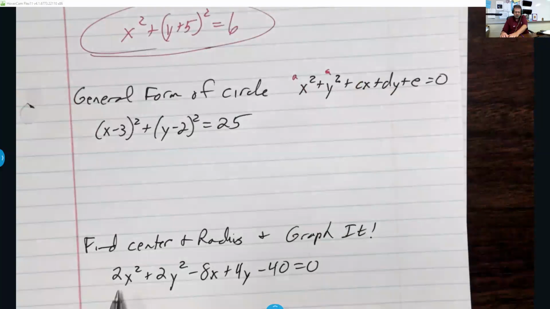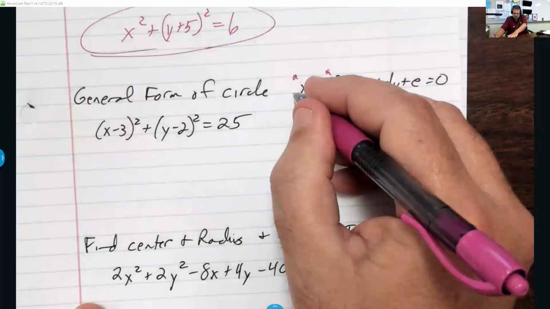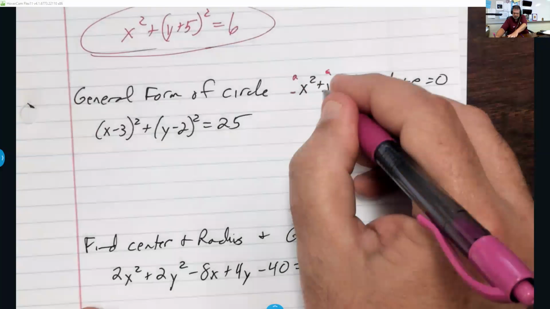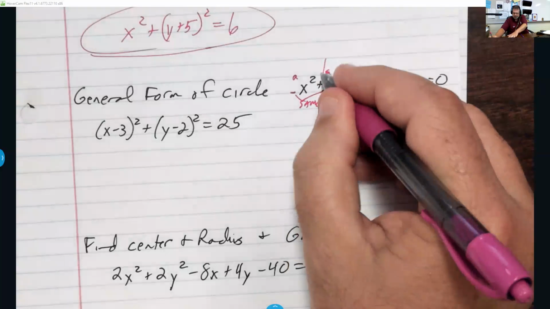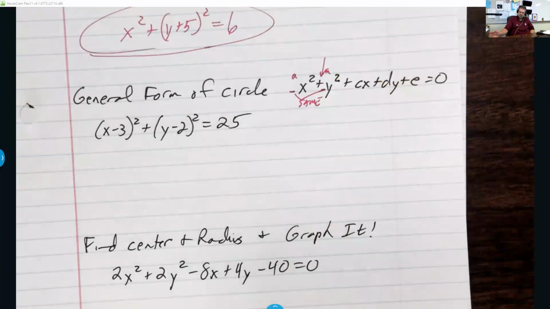Okay, like here, this is a general form of a circle. How do I know it's a circle? The front numbers have to be the same, x squared and y squared, and it has to be a plus. Okay, so if there is a number here and here, it has to be the same number. And then you also have to have the plus sign in between the x squared and the y squared.